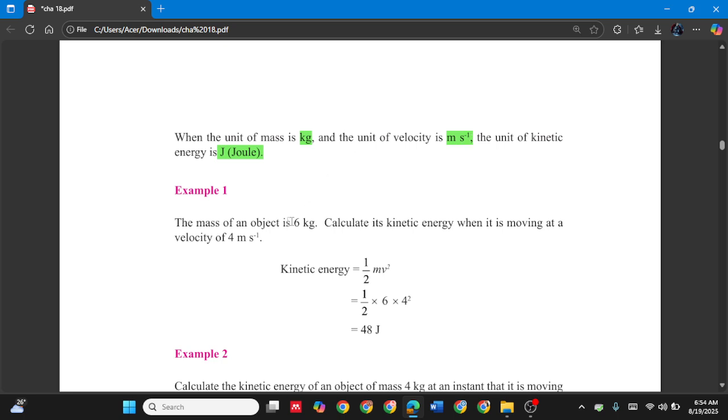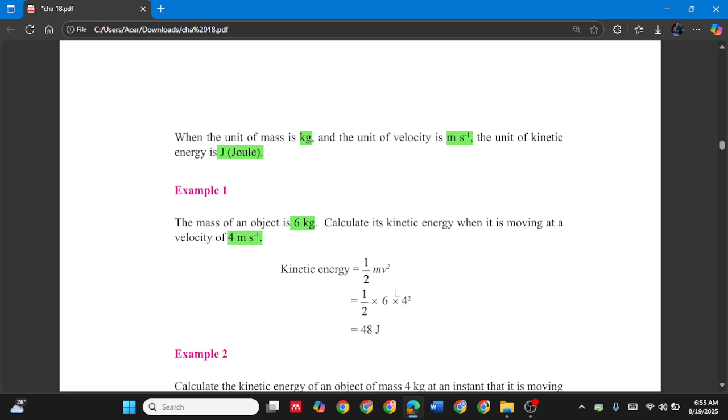Okay, here they have given 6 kg and 4 ms minus 1. See, I don't read the example, so you have to read it. Normally we read it, but I find the answers from the parts which are very important for us to find the answer. The mass of an object is 6 kg. Calculate its kinetic energy when it's moving at a velocity of 4.